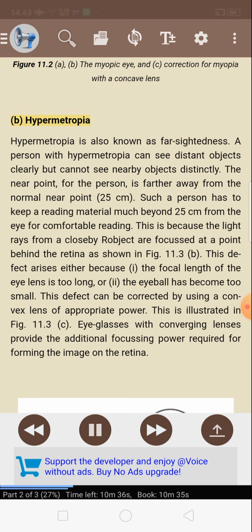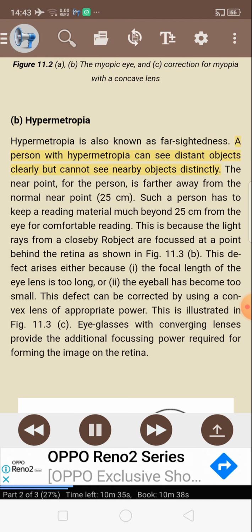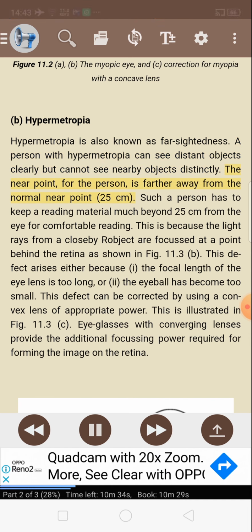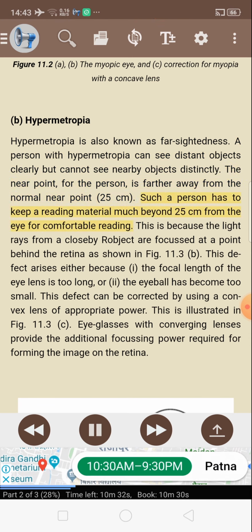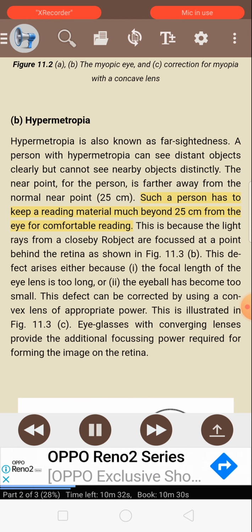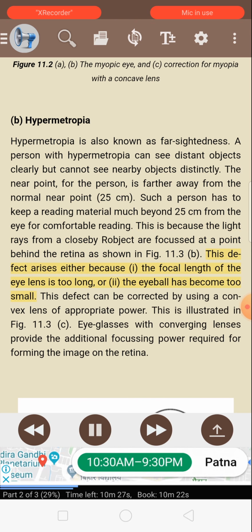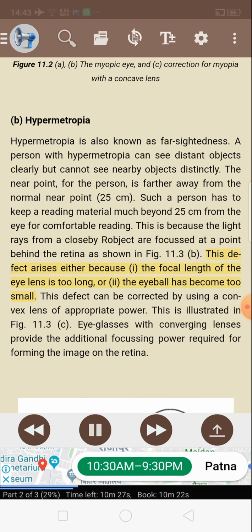(b) Hypermetropia. Hypermetropia is also known as farsightedness. A person with hypermetropia can see distant objects clearly but cannot see nearby objects distinctly. The near point for the person is farther away from the normal near point, 25 centimeters. Such a person has to keep a reading material much beyond 25 centimeters from the eye for comfortable reading. This is because the light rays from a close object are focused at a point behind the retina as shown in figure 11.3b. This defect arises either because (i) the focal length of the eye lens is too long, or (ii) the eyeball has become too small.